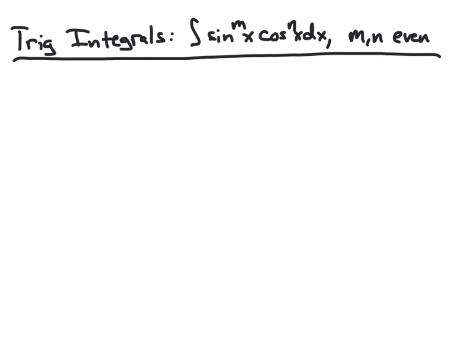In this video, we're going to take a look at how to evaluate trigonometric integrals involving the product of even powers of sines and cosines. The key to doing this will be the half-angle identities for sine and cosine.